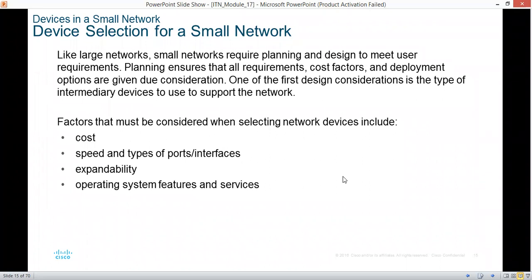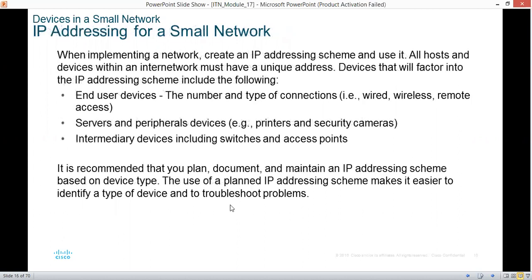In other words, the types of switches that will be used for distribution. In some cases, some people don't use plug and play switches, those that do not require configuration. But the point here is how many people you have on the network, and also how to expand, or the scalability, and then operating system features and services. All that are factors to look into.